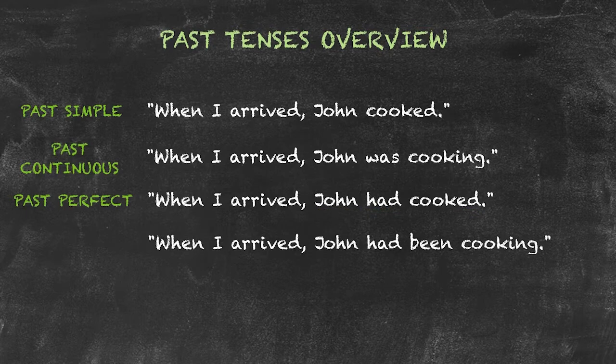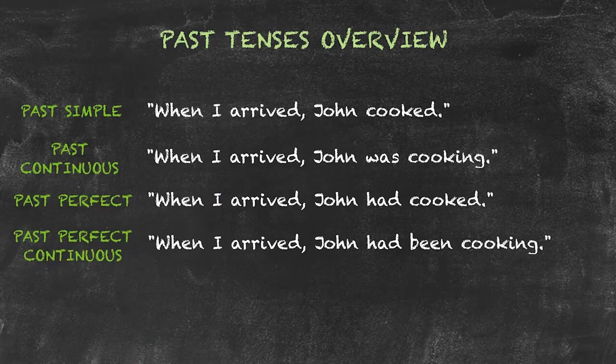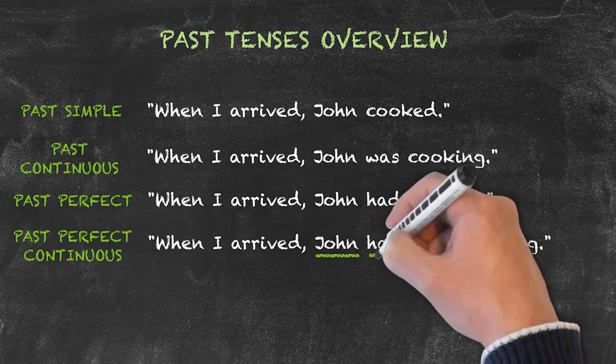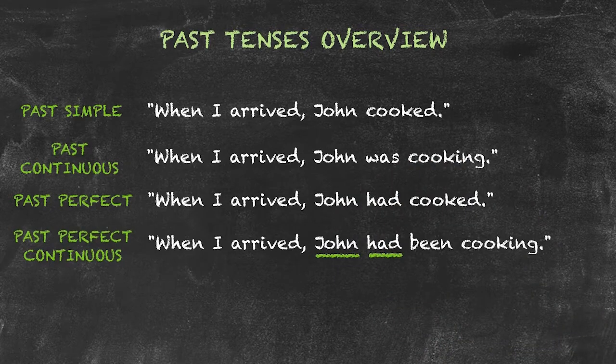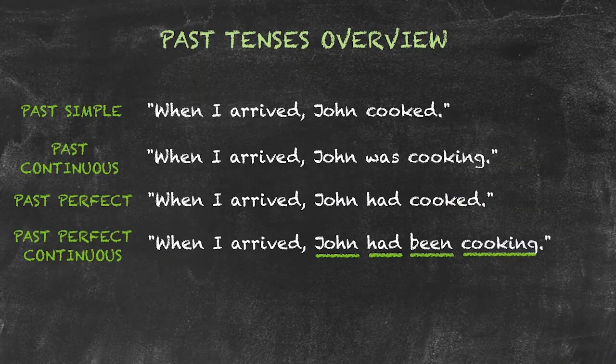The fourth example sentence, when I arrived, John had been cooking, is using the past perfect continuous tense. John had been cooking. This has the structure subject, John, auxiliary verb, had, another auxiliary verb, been, and then the verb plus ing. The past perfect continuous tense is used to express the duration or continuity of a longer action in the past before another past action.